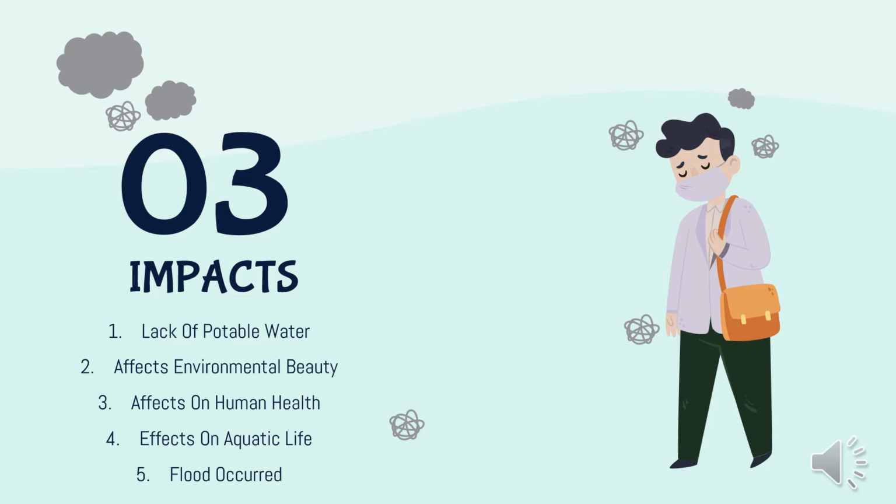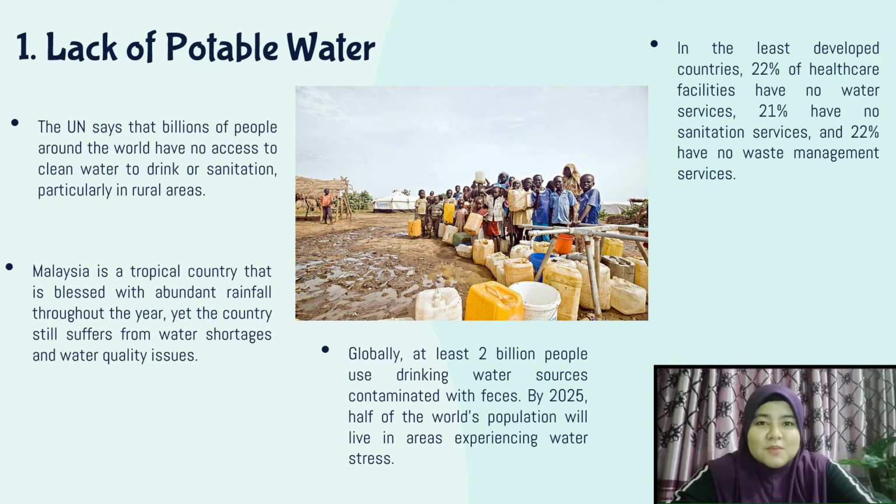Third section, Impacts. The impact of water pollution is lack of stable water supply. The UN said that billions of people around the world have no access to clean water to drink or sanitation, particularly in rural areas. Malaysia is a tropical country that is blessed with abundant rainfall throughout the year, yet the country still suffers from water shortage and water quality issues.